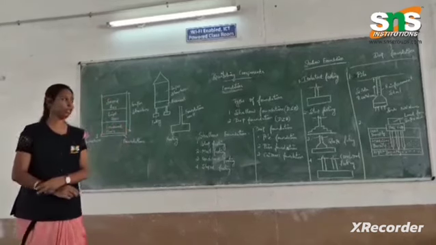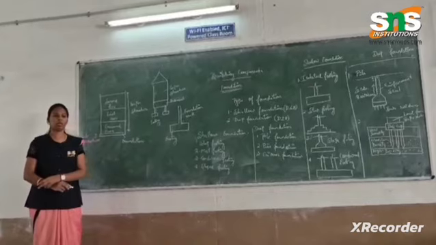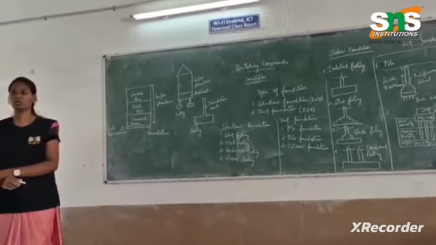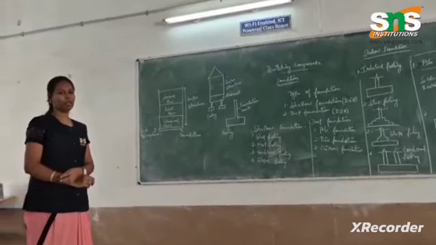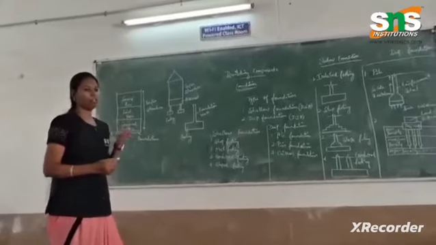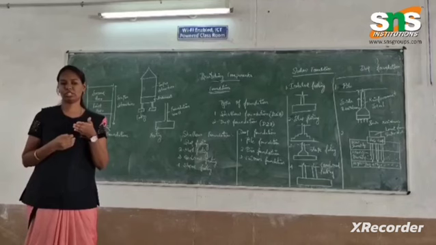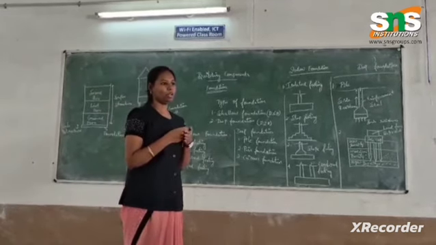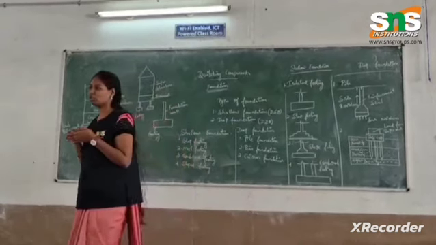Now we are going to discuss the building components. What are the building components we have? First one is substructure and superstructure. What is called a substructure? The building which is constructed below the ground surface is called as substructure. What is superstructure? A building above the ground surface is called as superstructure.